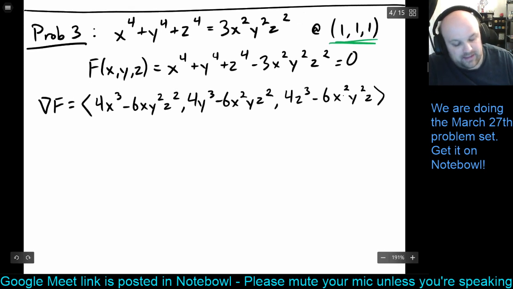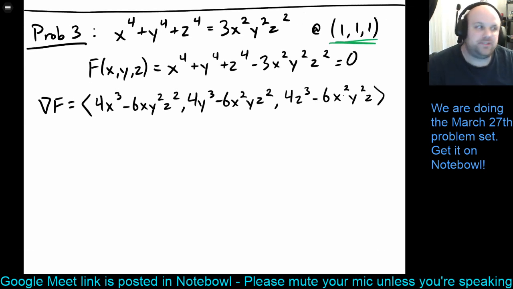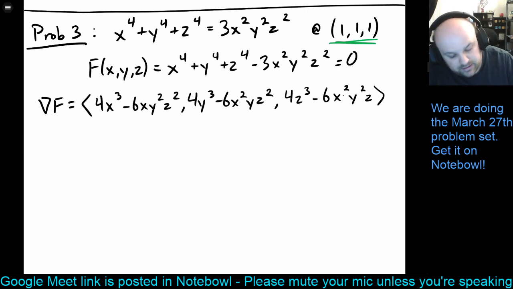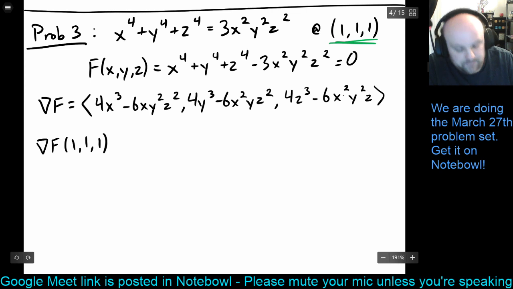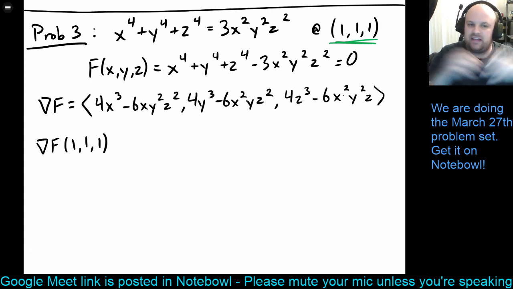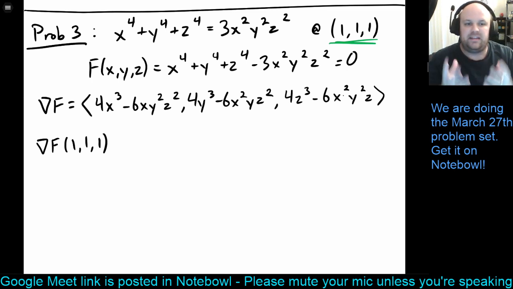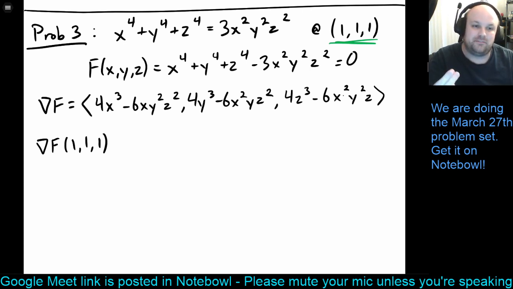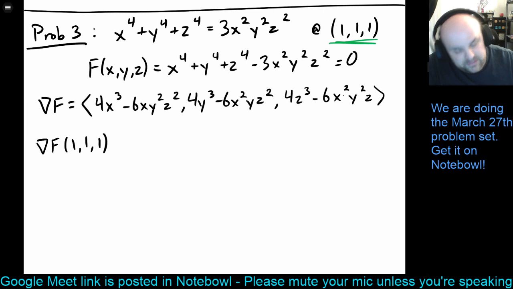So now that we have that gradient, we want to attach that gradient to the surface at the specific point. Right? So we want to attach it at 1, 1, 1. This says that gradient exists for any point x, y, z in space. We need to make sure we plug in a point that's actually on the surface. In particular, we want to plug in the point we want the tangent plane at. So let's go ahead and plug that in.